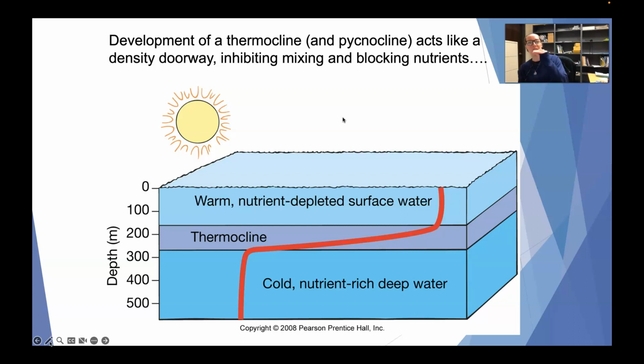So what happens is that acts as a very efficient lid or doorway, which doesn't allow for any sort of mixing or nutrients from the deep ocean up to the surface. So that's really the biggest limiting factor here in this case, because if you have that really intense thermocline, you're not going to allow for any mixing.